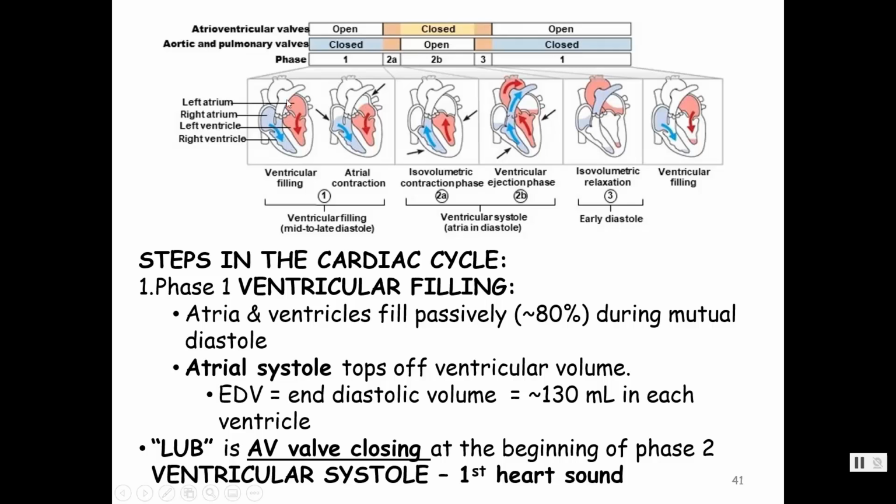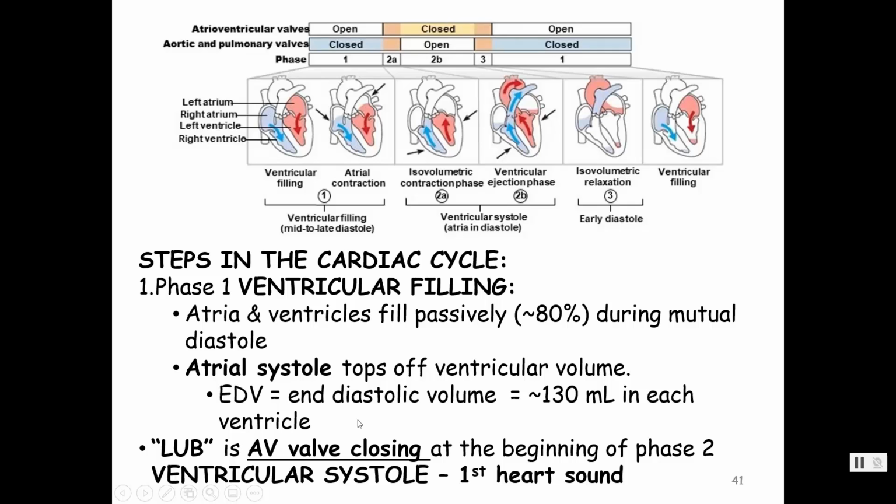The atria, which are very small and thin-walled, will then contract, and so that's called atrial systole. Their job really is just to top off the volume in these ventricles. At the end of the rest, so ventricular rest, the amount of blood inside the ventricles is called end diastolic volume. And so that's approximately 130 mils in each of the ventricles.